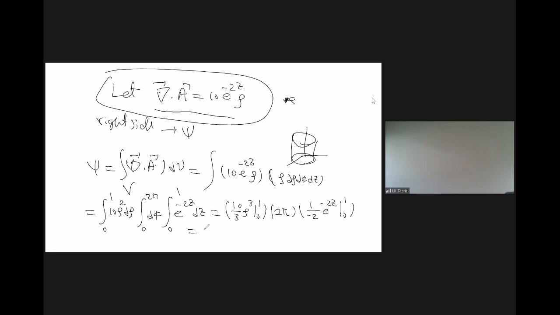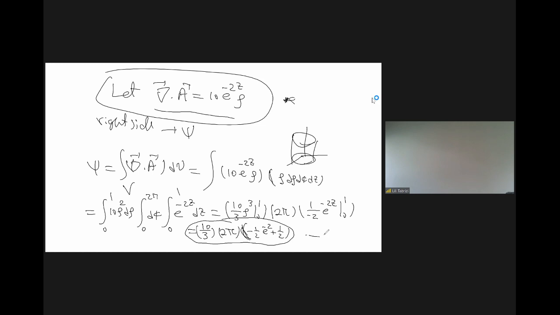Upper limit, lower limit, you get 10 over 3 multiplied by 2 pi. Multiplied upper limit, you have minus 1/2 e to the minus 2 minus the lower limit plus 1/2. You multiply, these are all numbers, your calculator, e to the minus 2, pi is 3.14. You add the number here. So this is just in case for my example, actually divergence was 0 anyway, so that's why I ended up with 0 right hand side, so flux is 0. But this is a different problem.